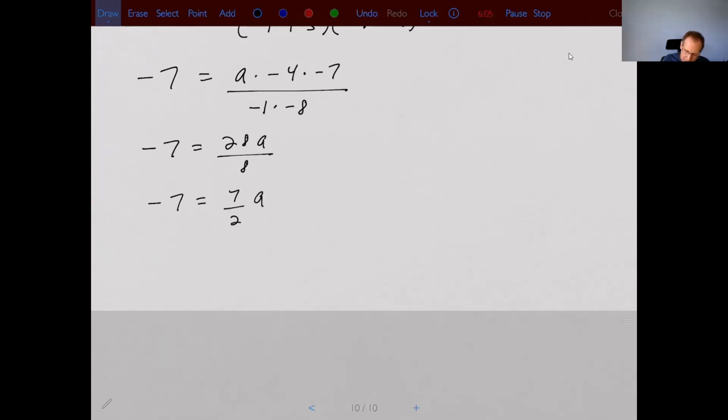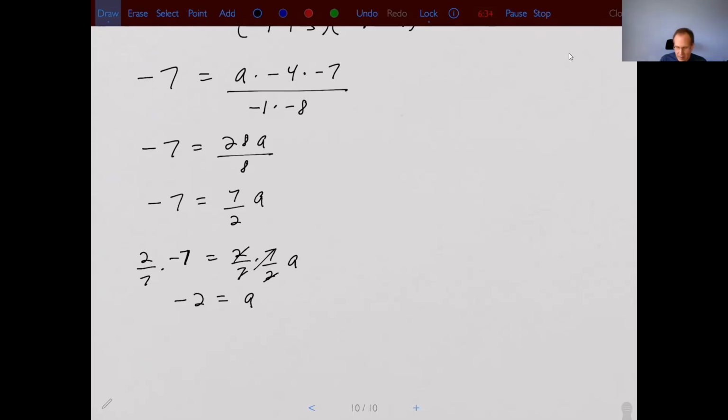a. And then if I multiply both sides by 2/7, this is gone, right? So I'm going to get a is equal to, well, the 7's cancel, and I get -2 over 1, which is -2. So again, I'm going to get -2. So you could either use the horizontal asymptote information to realize that it has to be -2, or you could actually plug in a point, and again, you'll get -2.